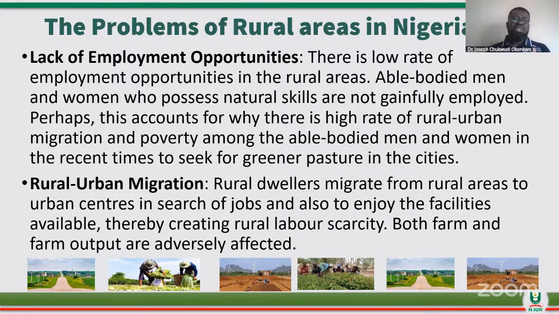So perhaps this accounts for why there's a high rate of rural-urban migration and poverty among the able-bodied men and women in recent times, who try to seek greener pastures in the cities. Another problem is rural-urban migration. Rural dwellers migrate from rural areas to urban centers in search of jobs, and also to enjoy facilities available in urban areas, thereby creating rural labor scarcity. Both farm and farm output are adversely affected by this.